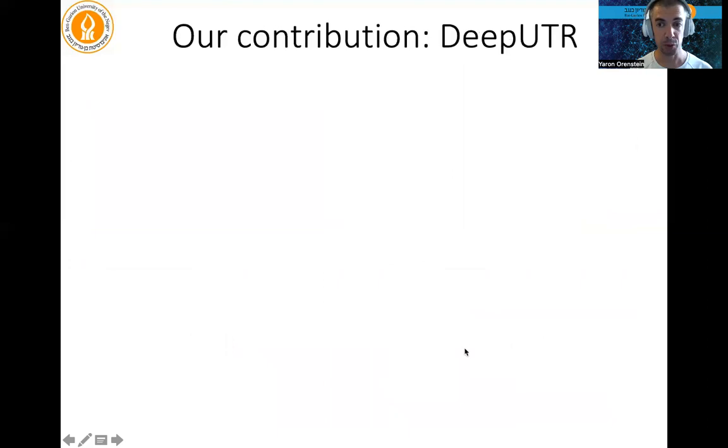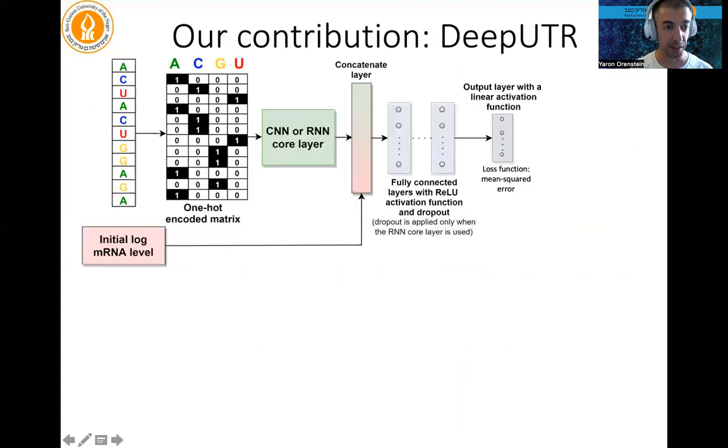And this is our contribution, which we called DeepUTR. We take a sequence and perform the typical transformation of one-hot encoding, where each nucleotide is now a 4-bit vector with one bit set for the corresponding nucleotide. We apply a CNN, convolutional, or recurrent neural network layer. Then we concatenate the initial mRNA level, pass it through consecutive fully connected layers, and eventually output what will happen in future time points.